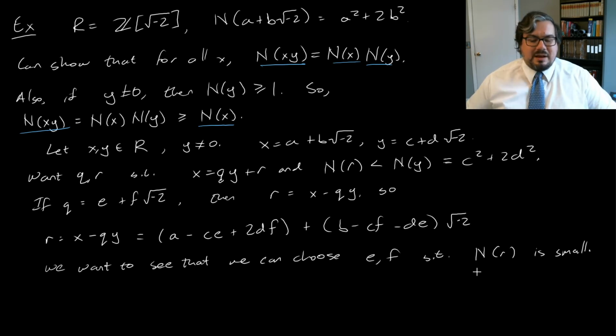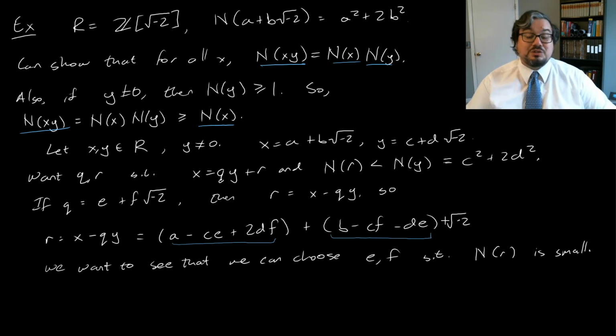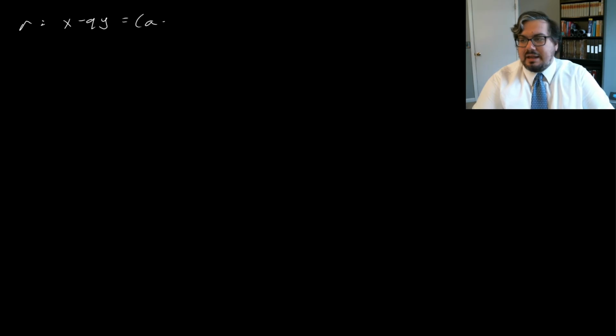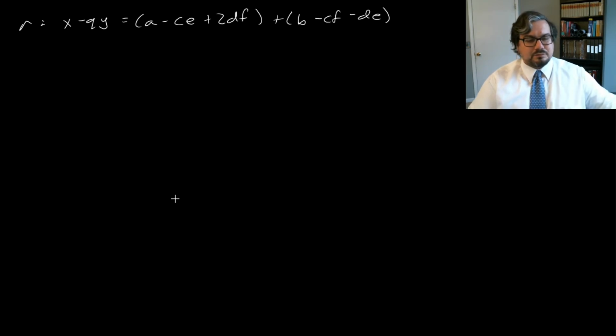Another way of thinking about it is that we want to find an e and f that makes this expression as close to 0 as we can. Looking at this, we've got r equals q y, x minus q y, which is a minus c e plus 2 d f plus b minus c f minus d e times the square root of negative 2.